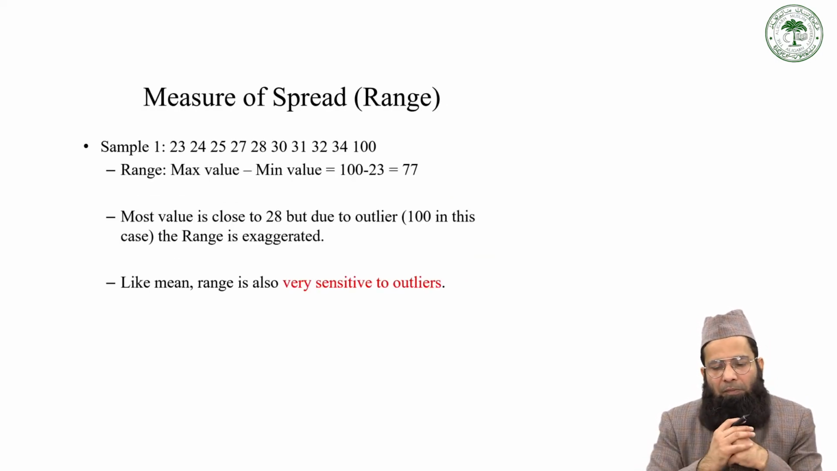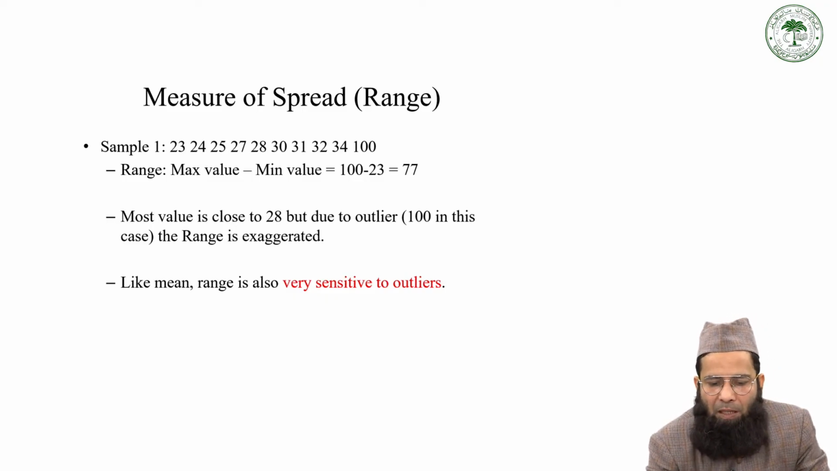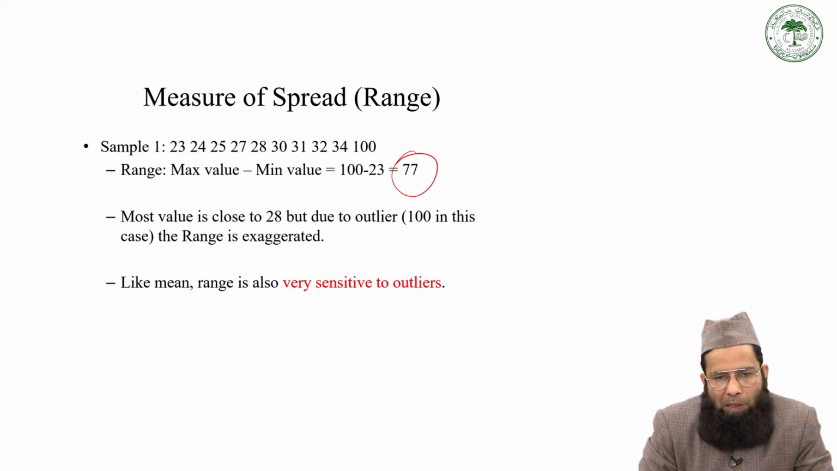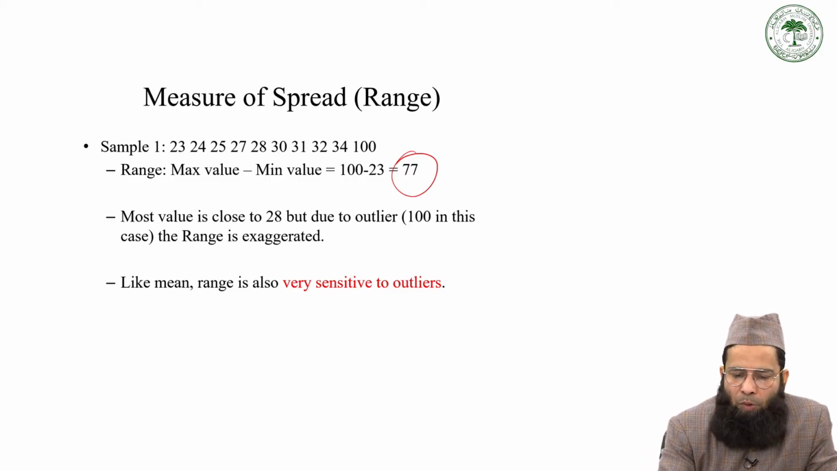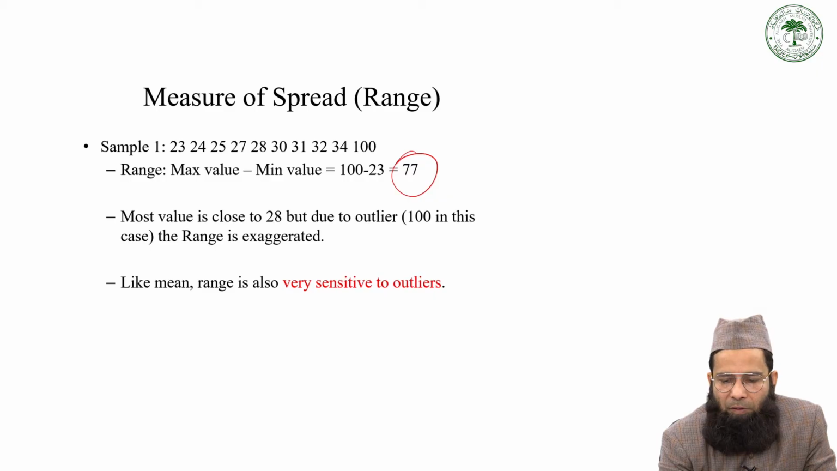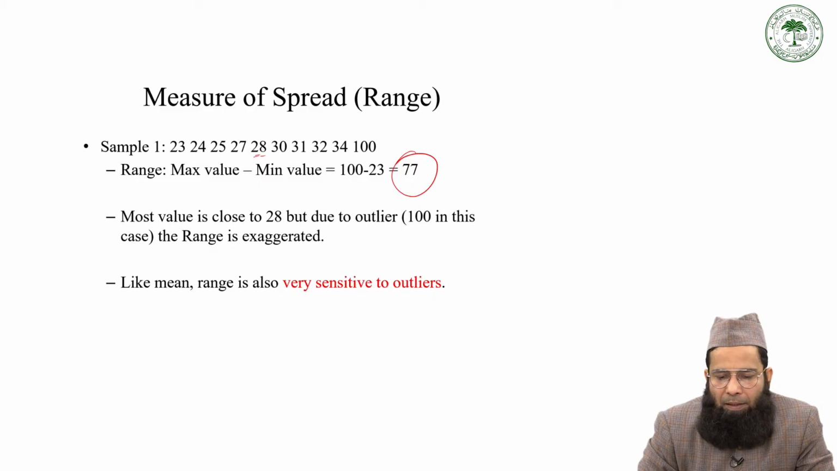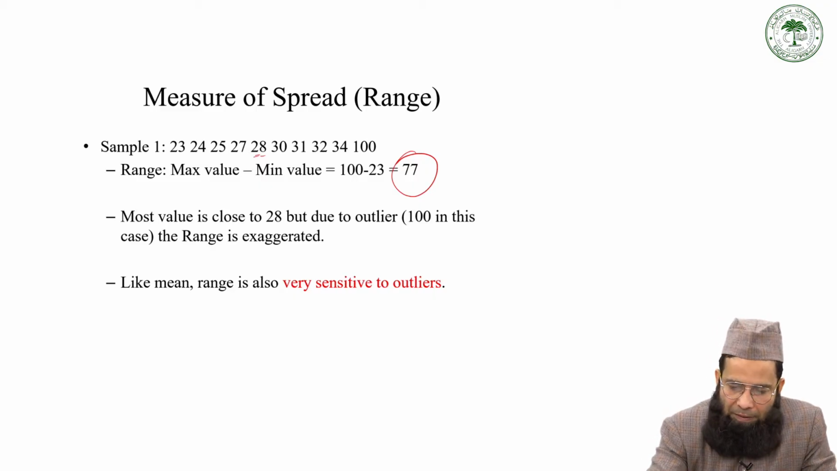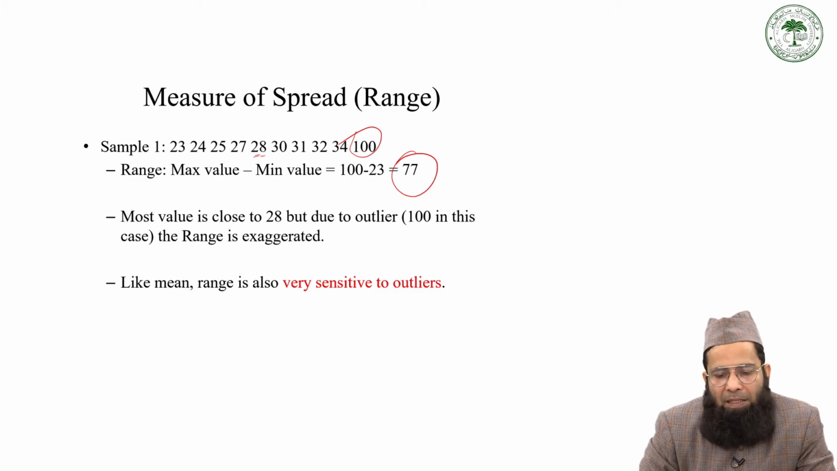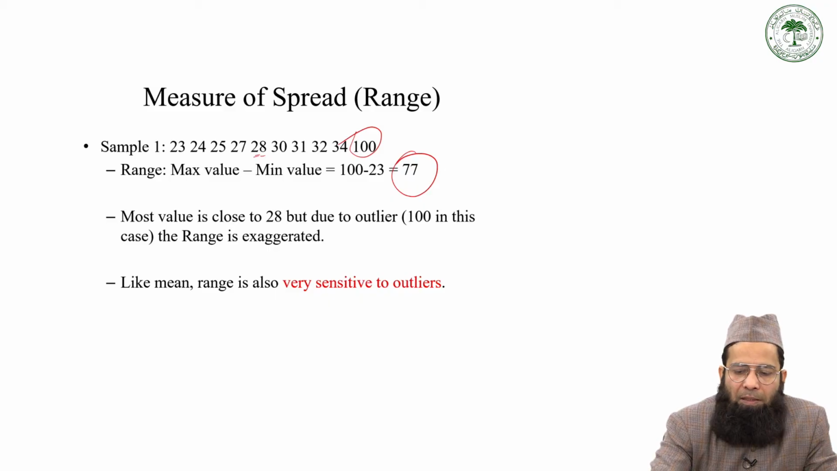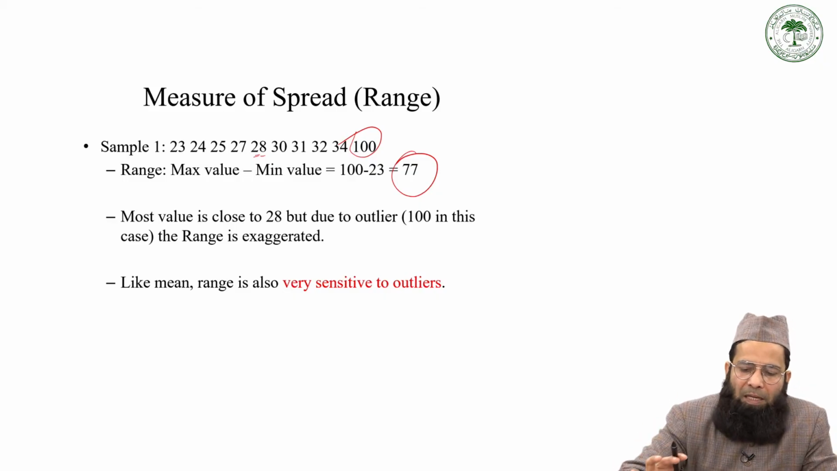Now consider this sample. Here you will observe the range is 77, the maximum minus the minimum value. And you will observe that most of the values are close to 28. But due to the outlier, in this case 100, the range is exaggerated, because the outlier is becoming the maximum value. In this case, the range will also be exaggerated.